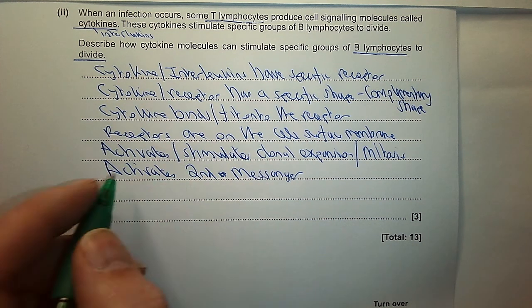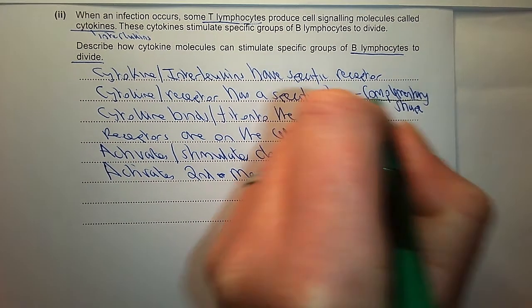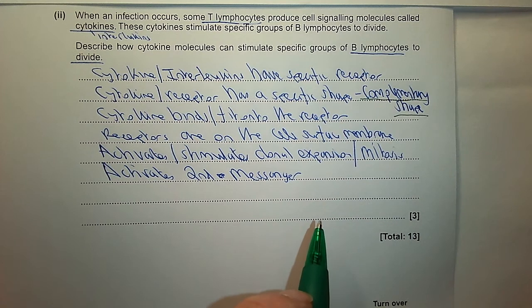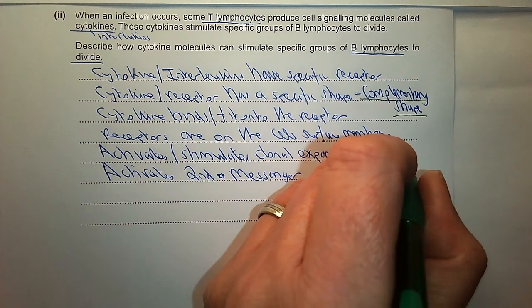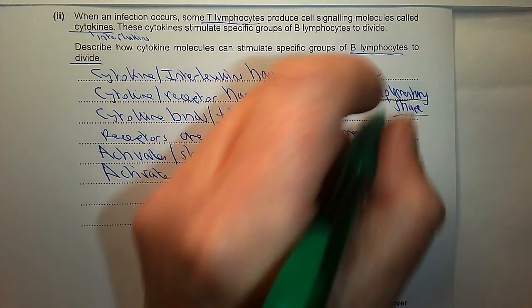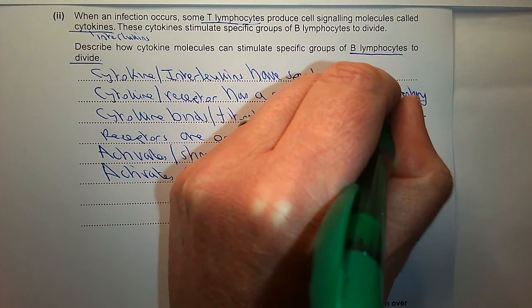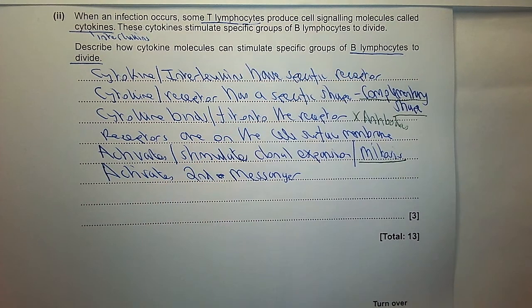You need to make sure that you're saying that the cytokine and the receptor are complementary, not the same shape. Make sure if you say mitosis, you say mitosis and not meiosis. And make sure with the receptor that you're not saying antibodies. They're not binding to the antibodies. They're binding to the receptors.